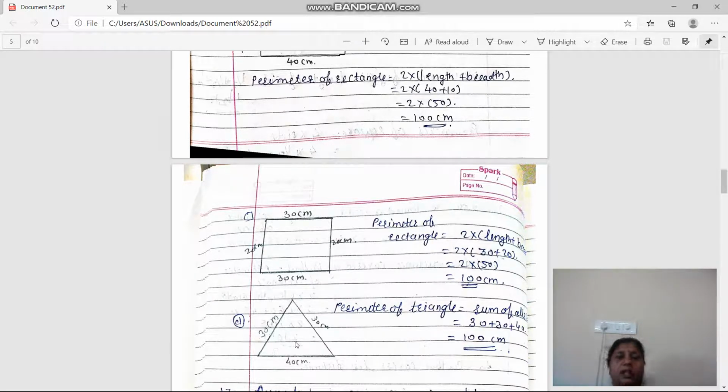There is another figure also. This is an isosceles triangle because two sides are equal. So it is isosceles triangle. So let's see, perimeter of triangle is equal to sum of all sides. So 30 plus 30 plus 40, that is 30 plus 30 is 60 and 60 plus 40 is 100.